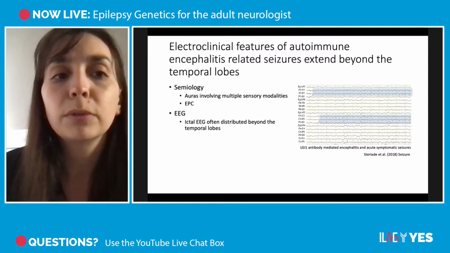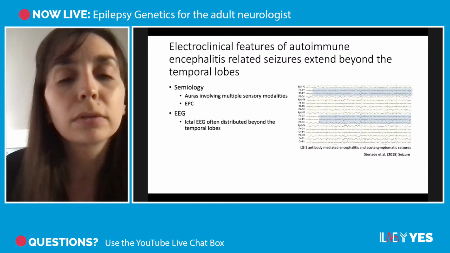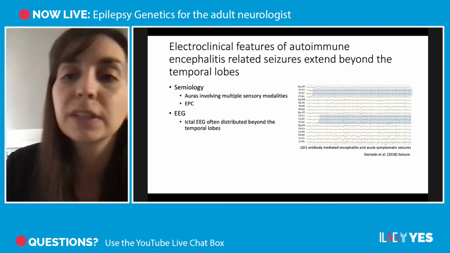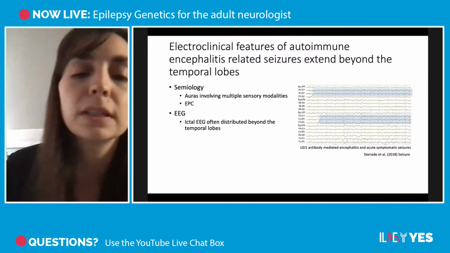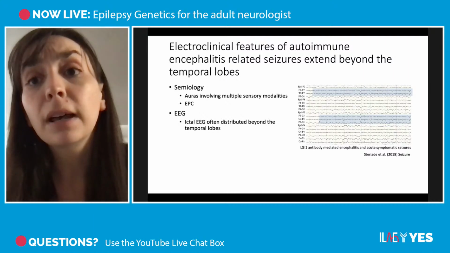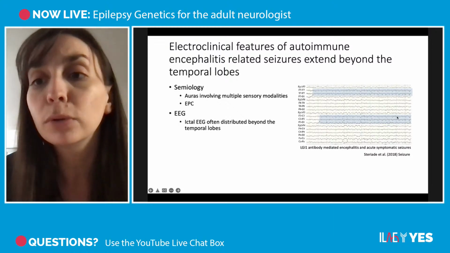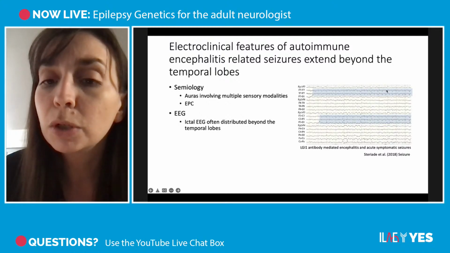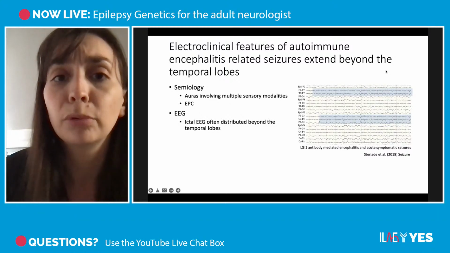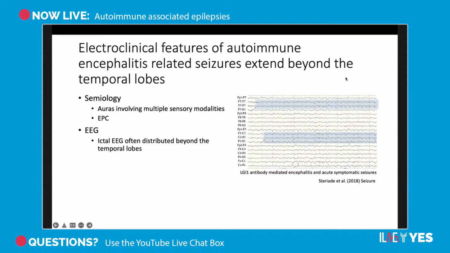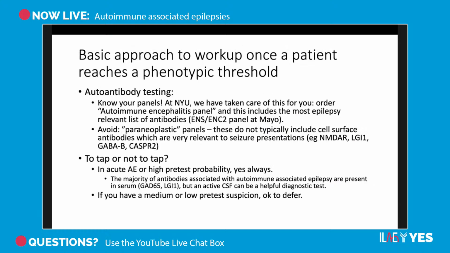So patients with autoimmune encephalitis often have auras or focal aware seizures that involve multiple sensory modalities like auditory, somatosensory, gustatory. And they may also have motor seizures like epilepsia partialis continua. And their EEG tends to not be pure temporal. As you can see here in this patient with LGI1, they tend to be more centrotemporal, which implies that the epilepsy in these patients, or the seizures, are not purely limbic. They tend to be temporal plus.